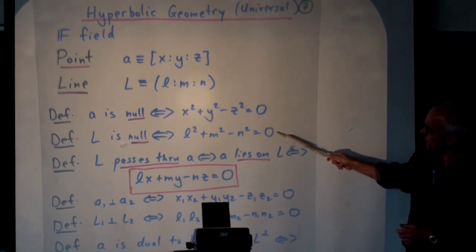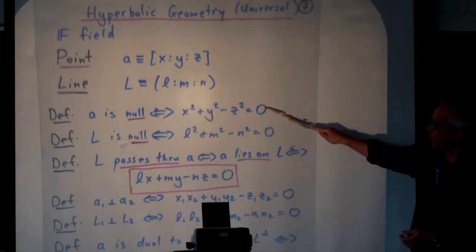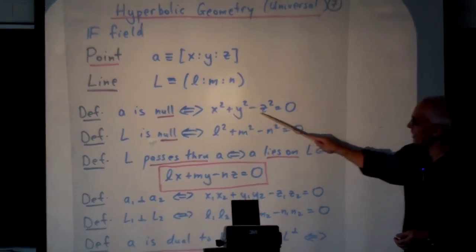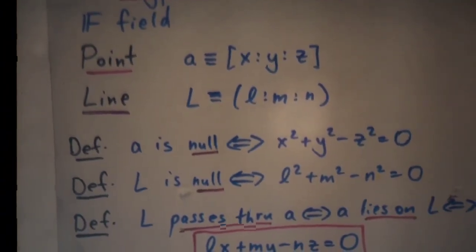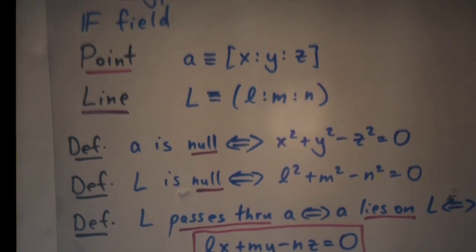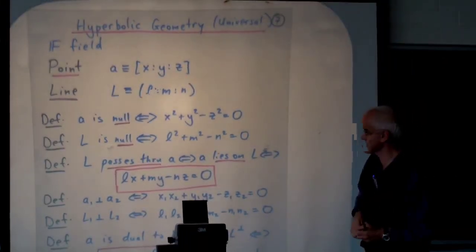And then we point out that there's the possibility for these points and lines to be null. So a point is null if x squared plus y squared minus z squared equals 0 in this context. And the line (l, m, n) is null if l squared plus m squared minus n squared equals 0. In the Euclidean case, these are sort of empty definitions. But in the relativistic case, they are highly non-empty, and they are crucially important. So null points and null lines are, in this framework, crucially important to the subject, not at infinity at all. They're right at the heart of the matter.